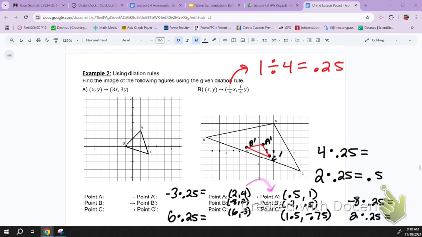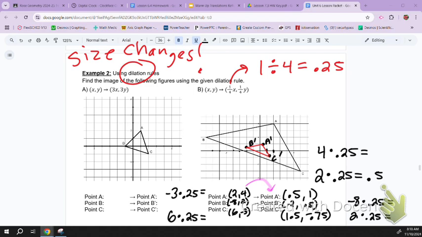I think it's important to note that for dilations, we are changing size. There's going to be a question on your tests. For dilations, the size changes. I would write that at the top of your paper. For dilations, the size changes. For translations, reflections, rotations, we're not changing the size. We're just changing the position on the graph.